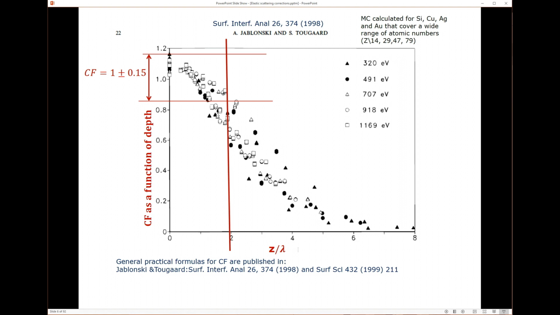Some electrons travel a shorter distance, some a larger distance. So for depths from 0 up to about 2 inelastic mean free paths, the effect of elastic scattering is less than about 15%. For larger depths, it quickly becomes substantial, and at 3 inelastic mean free paths, it's around 0.5. So this is a very simple way to make an approximate correction for elastic electron scattering.